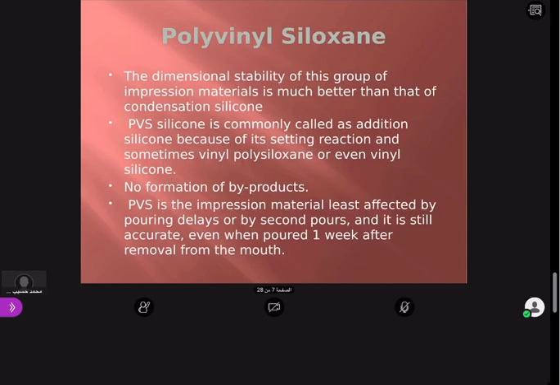This is the third type, which is called polyvinyl siloxane. It is also called addition silicone.